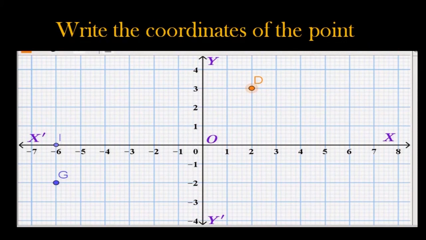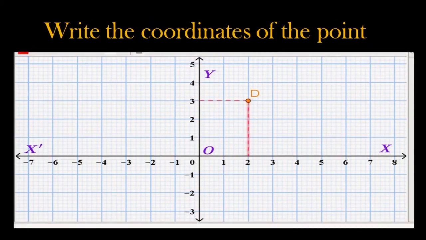So what is the distance of D from the y-axis and the x-axis? You see here, the distance of D from the y-axis is 2 units and the distance of D from the x-axis is 3 units. So the coordinates of D are 2, 3.